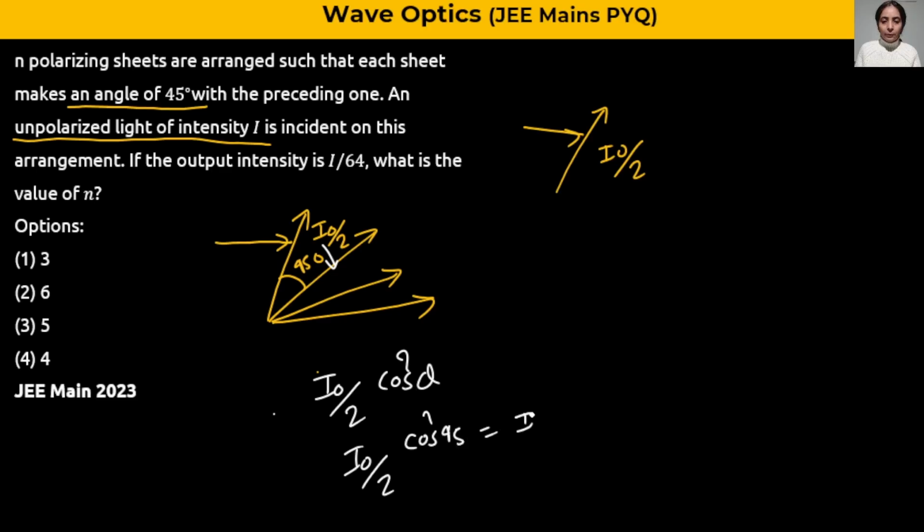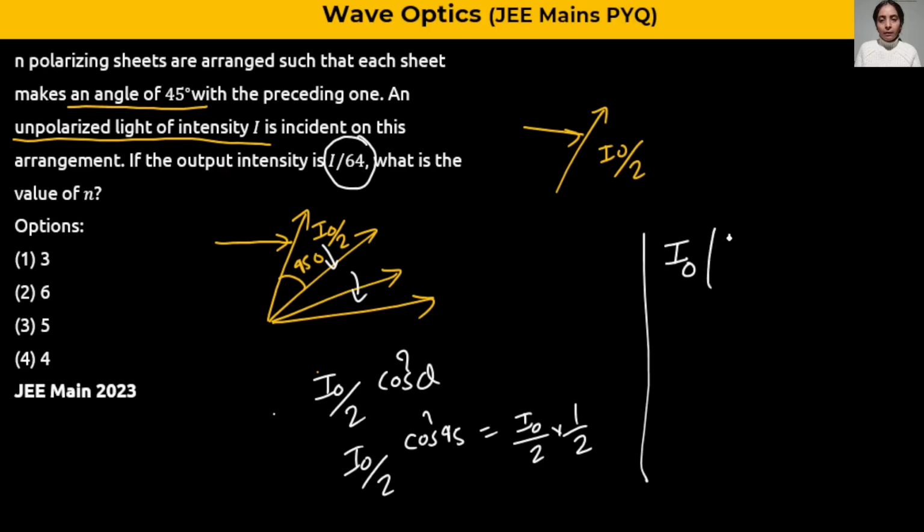So this will become how much? I naught by 2 into half. फर्दर आप करते जाओगे इसके थ्रू, इसका भी हाफ हो जाएगा. सो हाफ हाफ हो रहा है, डन. After passing through n sheets, its intensity is this much. What is the value of n? So we can say that after passing through n sheets, its value will be half to the power n, right? And this is equal to I naught by 64.